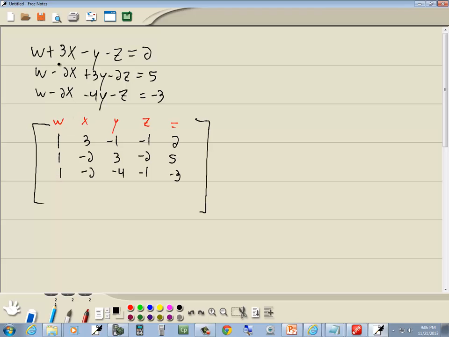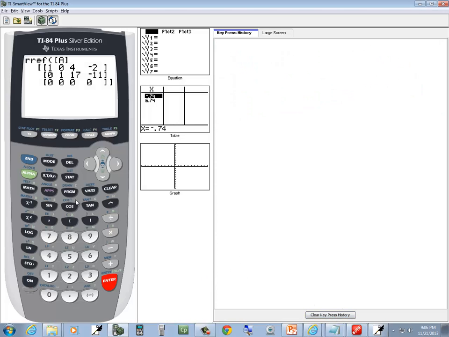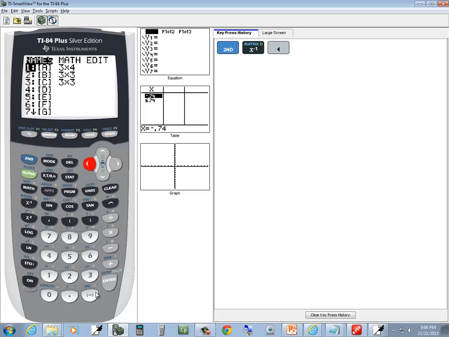Okay. Now, 4 variables, but we only have 3 equations. So we're going to put another equation in there. So I'll put a dummy one with all zeros. Again, if you have 4 variables, you have to have 4 equations. Well, this is a 4 by 5, so let's go put that in. So do second x to -1, go over to edit, enter on A, it's a 4 by 5.